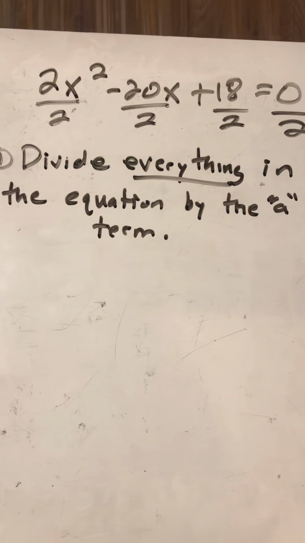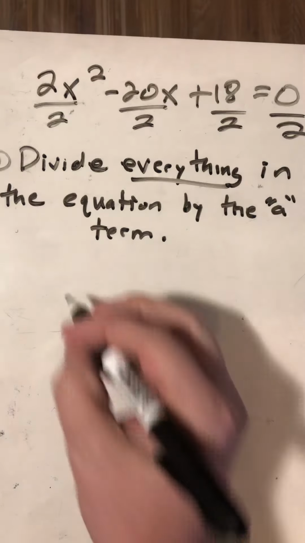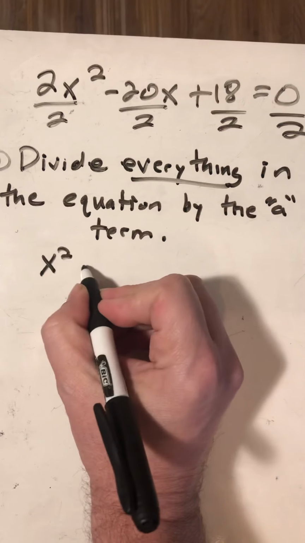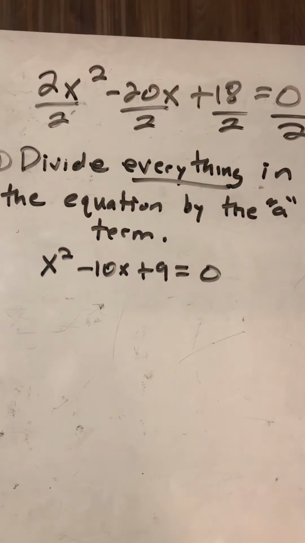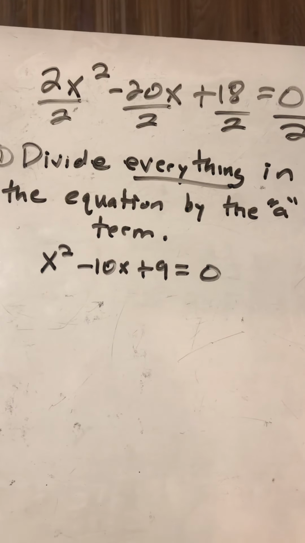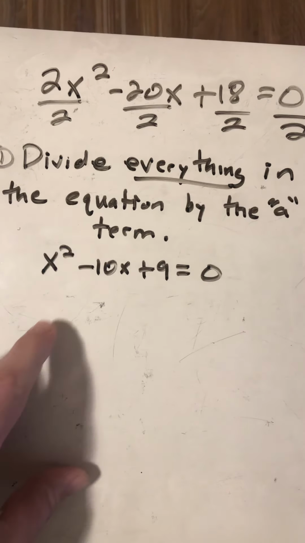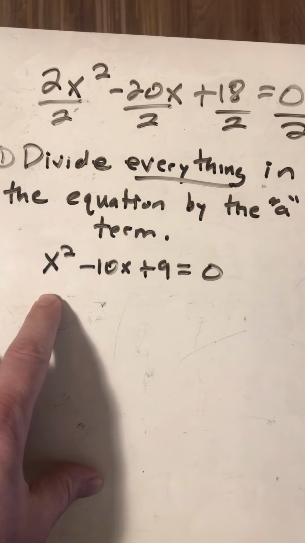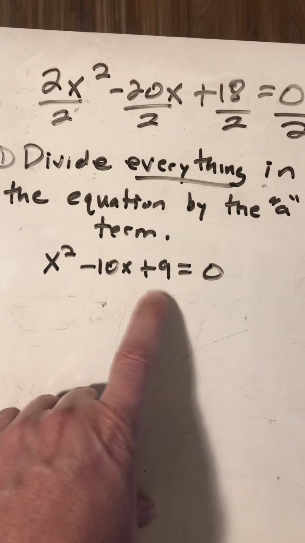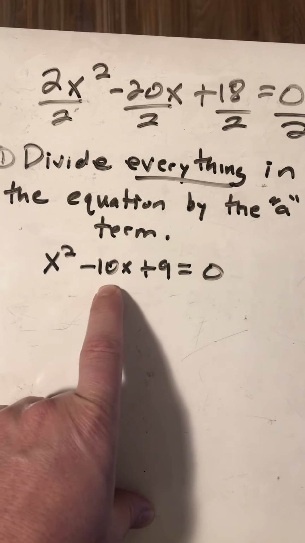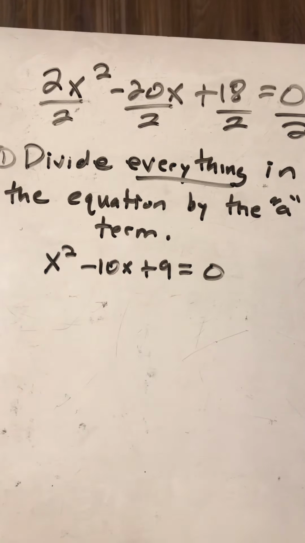Okay, so once I've divided everything in the equation by 2, that's going to give me x squared minus 10x plus 9 equals 0, because remember, 0 divided by anything is still 0. Now I could look and see if I have a perfect square trinomial. It's true that if I take the square root of x squared, I get x. If I take the square root of 9, I get 3. But if I double that, I get 6x, not negative 10x. So this is not a perfect square trinomial.